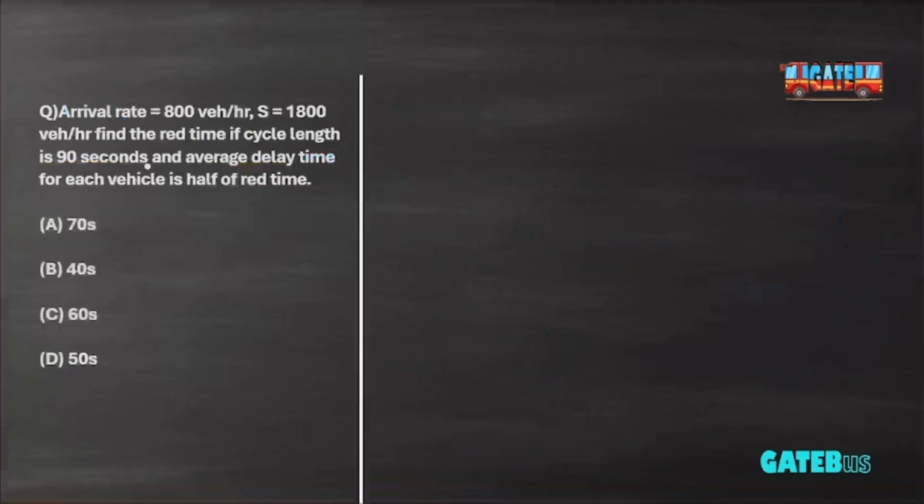So next question. The arrival rate is equal to 800 and saturation is 1800. Find the dead time. The cycle length is 90 seconds and the average delay for each vehicle is half of that time. So in this question, it says that the average delay time for each vehicle is half of that time, right?